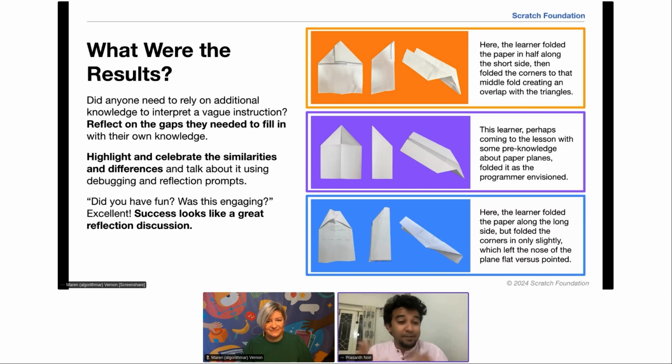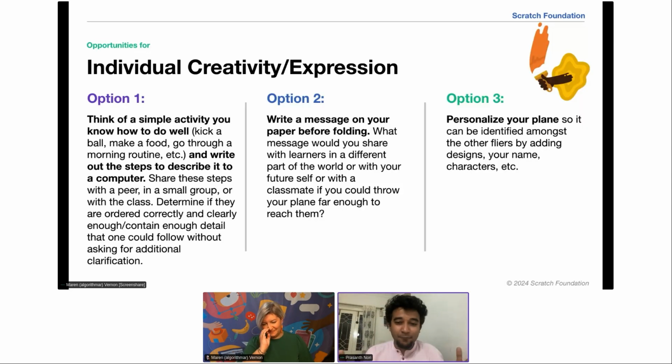The key point we want to drive is that the final projects are not all meant to look the same. They're not all meant to look alike. There's no one Scratch project that you're making where all of them should look exactly the same. There can be many different variations, many valid solutions, right?